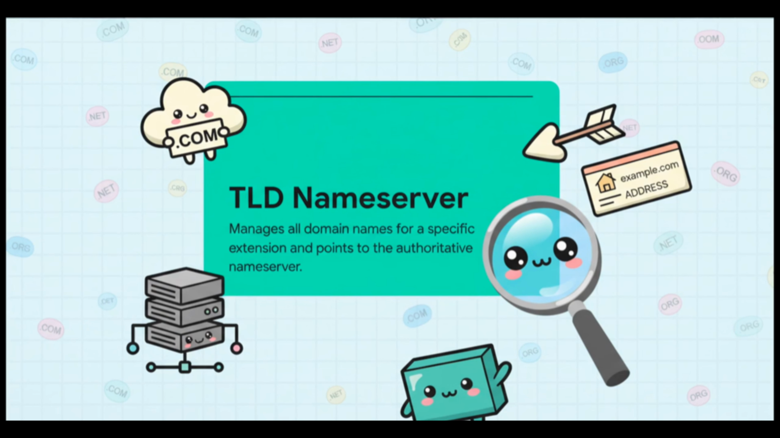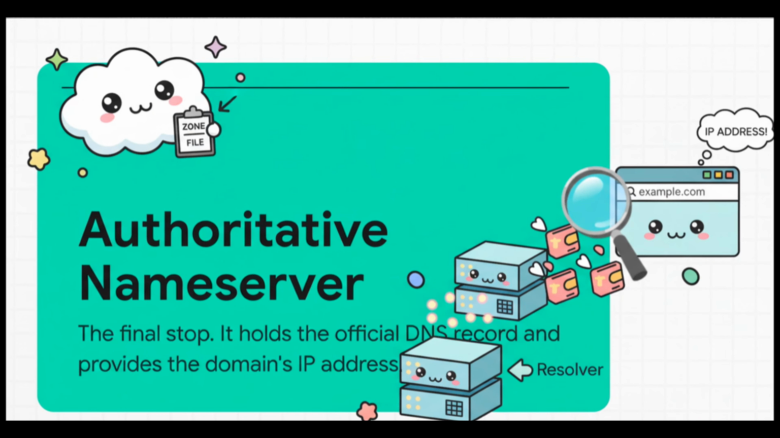That next stop is the top-level domain, or TLD, name server. This is the specialist for a specific extension, like .com. It manages every single domain that ends in .com. Now, it still doesn't have the final IP address, but it makes the last crucial handoff. It tells our resolver, I know exactly who has the official files for that domain. Here's their address.